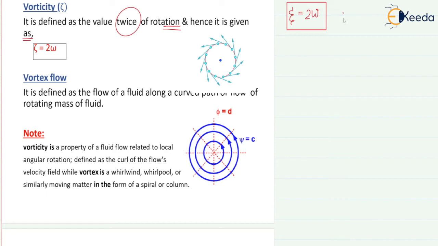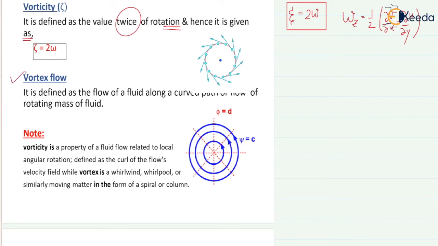Omega z, if you are writing it, is always written as half of (dv/dx minus du/dy), with v and u. So when you take 2 times, double the intensity of omega z, that is called the vorticity of the fluid flow. It is a property of the fluid.